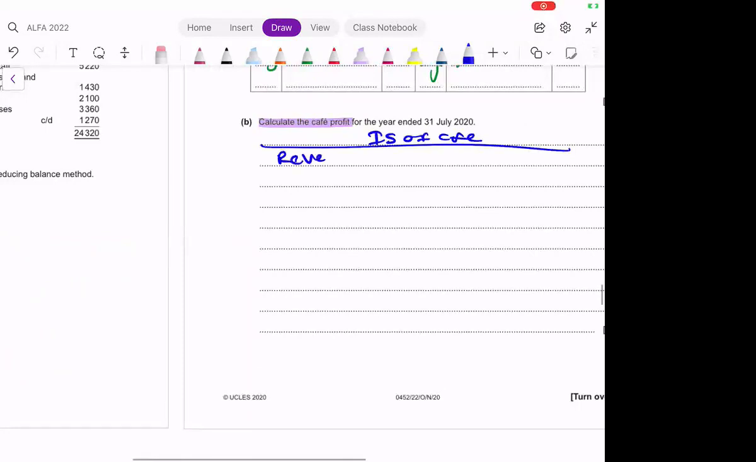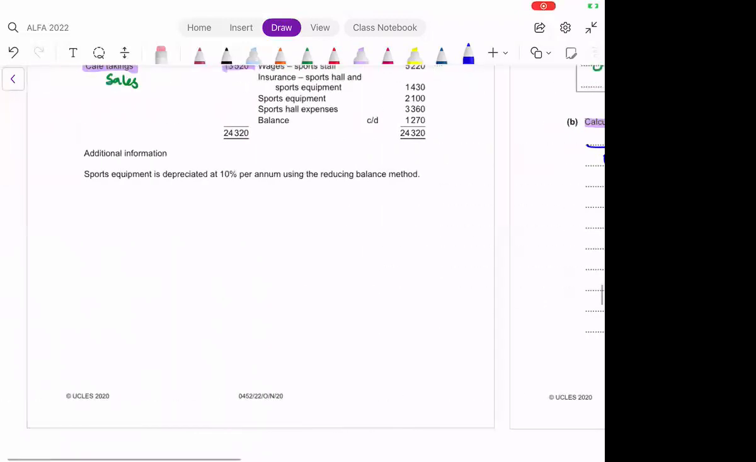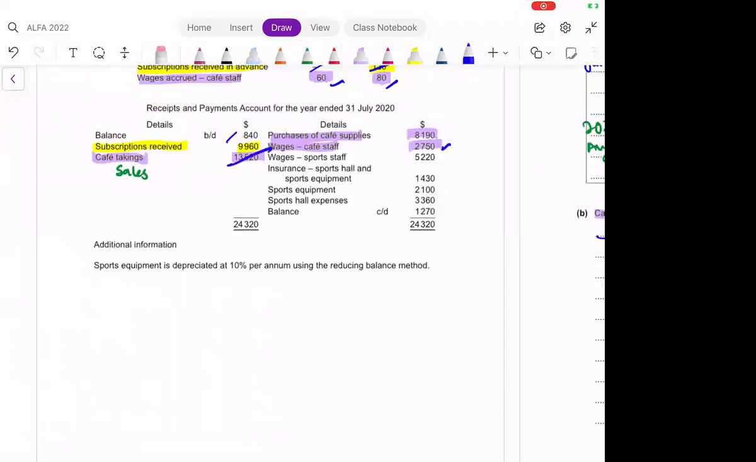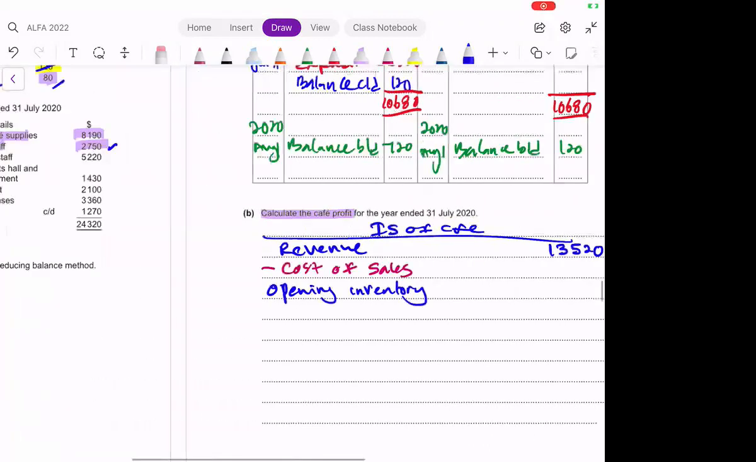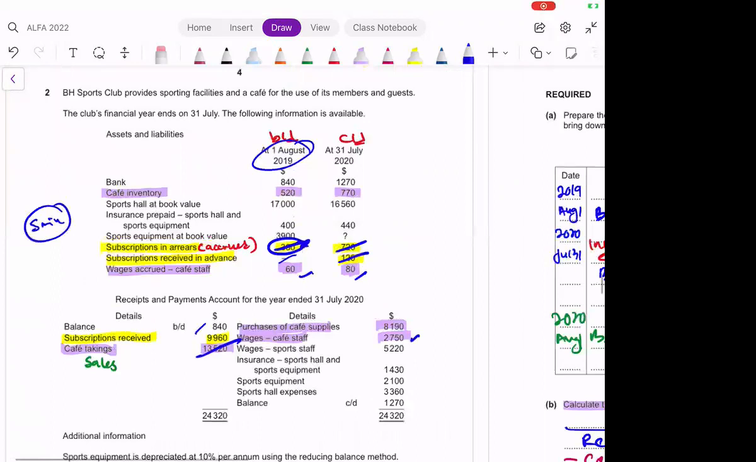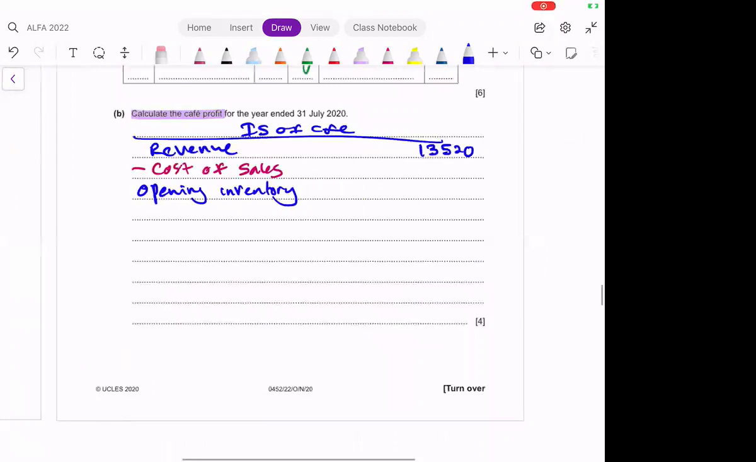Start with revenue. Revenue is the cash takings, 13,520. This will be minus cost of sales. Cost of sales starts with opening inventory. Your opening inventory is 520, plus purchases.